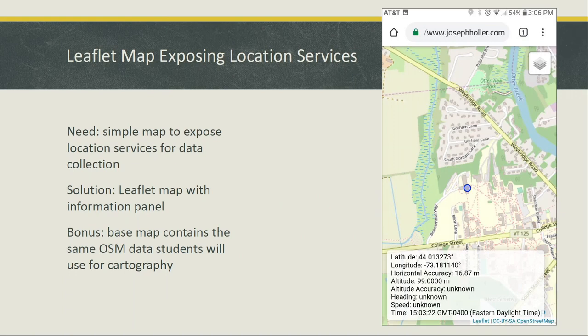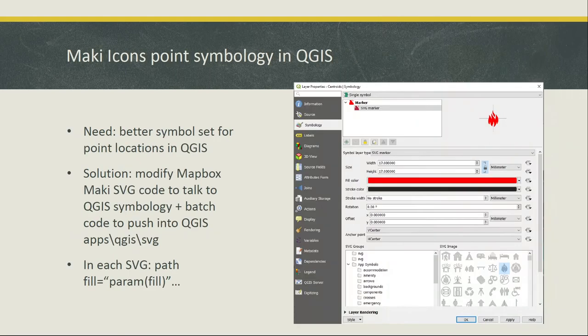So examples of pedagogical reasons. For that activity of mapping disability on campus, I wanted students to get a sense of what mobile phones are collecting and streaming in terms of location services. So I just created a simple Leaflet map to expose all those services in a panel down below. And then they used this to then fill out the Google form on a second sheet. I couldn't find any simple app that just did this, reported coordinates and all the GIS data streams on top of an OpenStreetMap. So I programmed one myself and made it available to students.